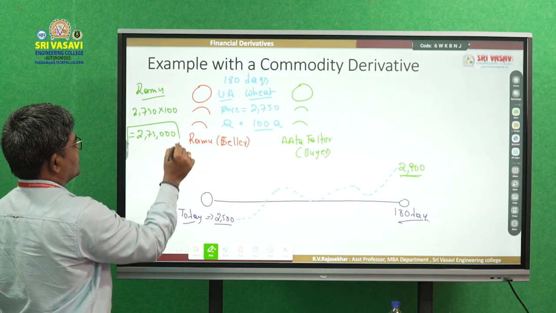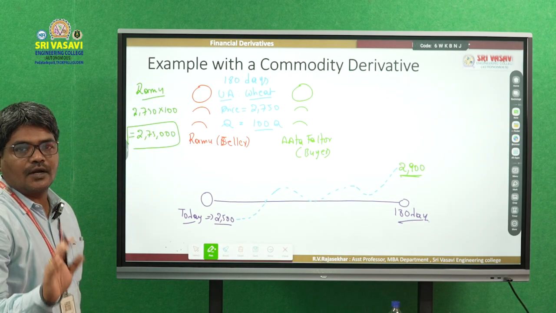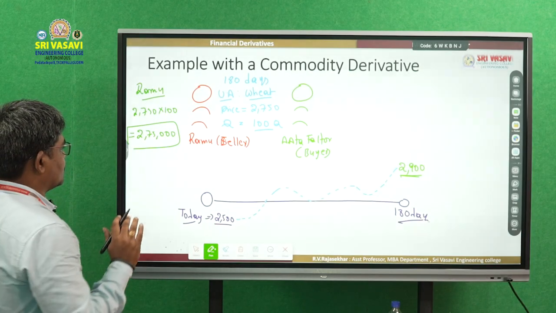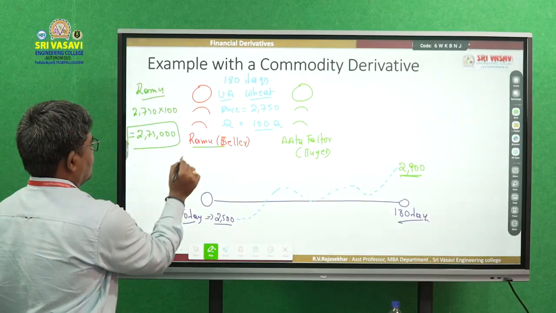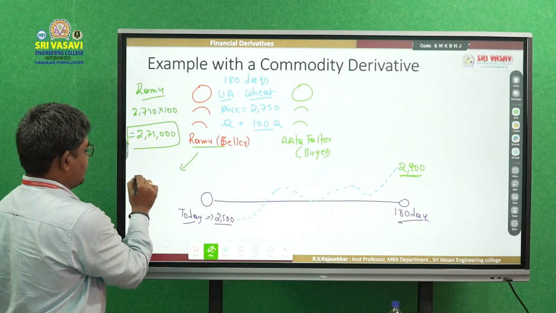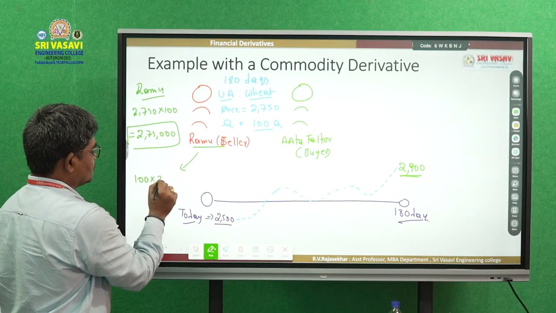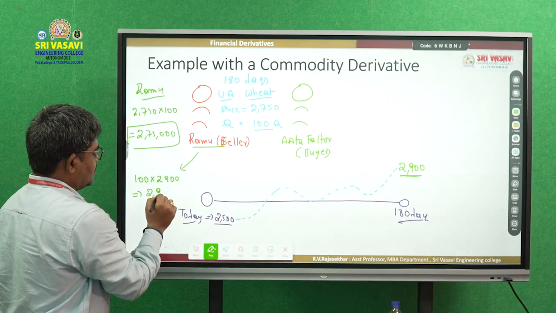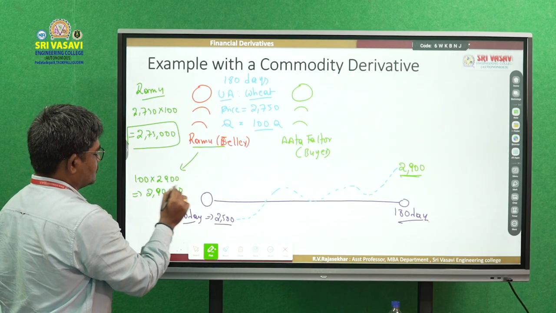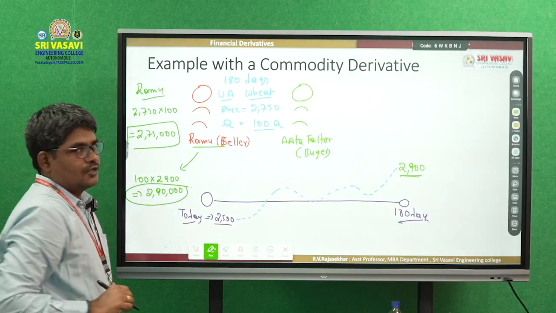2,75,000. This is the amount he received. What happens if Ramu does not enter into a contract? On the day, what is the market price? 2,900. He must have received that amount: 100 into 2,900. Now how much is it? He must receive 2,90,000. Instead of 2,90,000, how much did he receive?